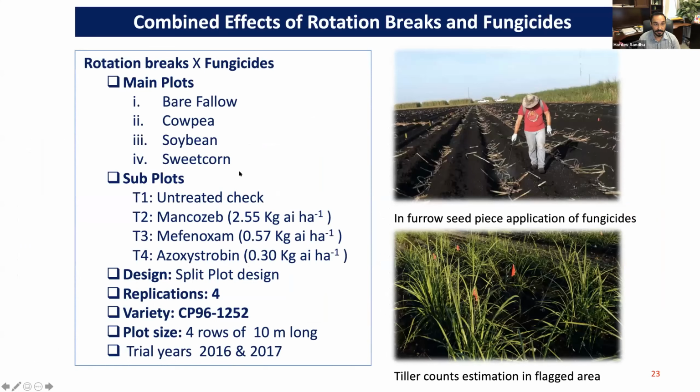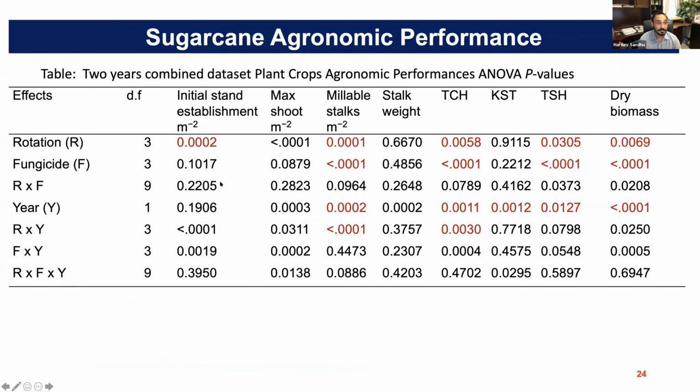So over here, as I said, the main plots were bare fallow, cowpea, soybean, and sweet corn, and then we had subplots with different soil fungicides that we applied. Our results showed that crop rotation had a significant effect on all of the yield parameters we collected. Similarly, fungicide also affected most of these parameters.